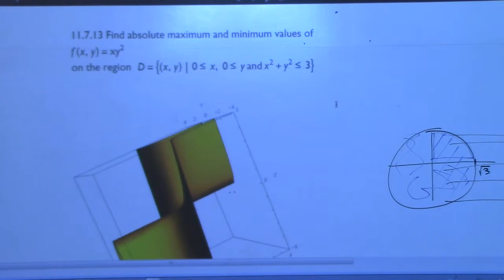So we are taking just those points in that region, mapping them up into this surface, and trying to figure out where we get a max and min. This is the first time we've had one of our boundaries be nonlinear, right? Everything up to this point has been linear.